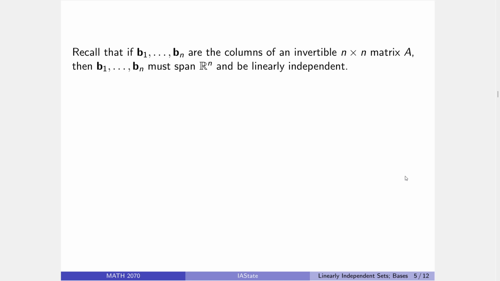Right, and here to show that we can easily construct bases for Rn, if you have the columns of an invertible n by n matrix, note that in order to be an invertible matrix, the columns must span, and the columns must be linearly independent. So literally, if I have an invertible matrix, I have a basis, and vice versa. If I have a basis, I can create an invertible matrix.